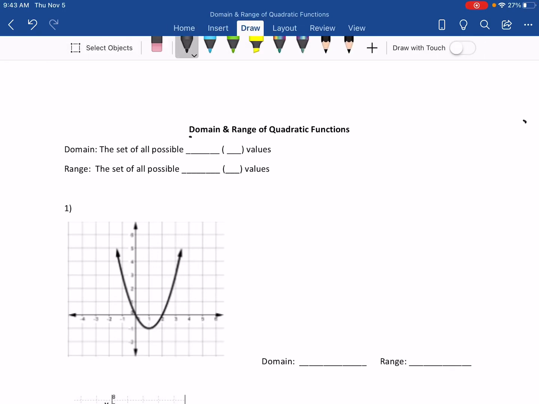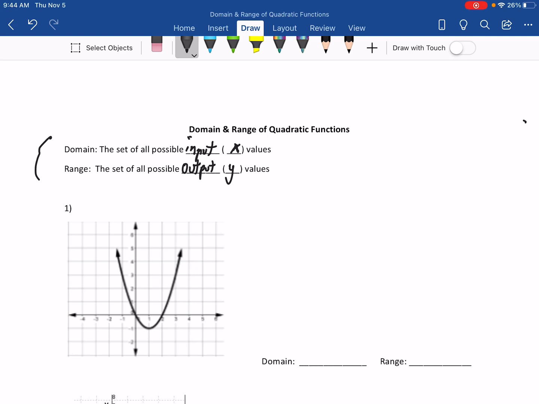Okay, so in this lesson, we're going to talk about domain and range of a quadratic function. We're going to start with a review of what domain and range are. You should remember domain is the set of all the possible input or x values of a function. Range is the set of all the possible output or the y values of a function.